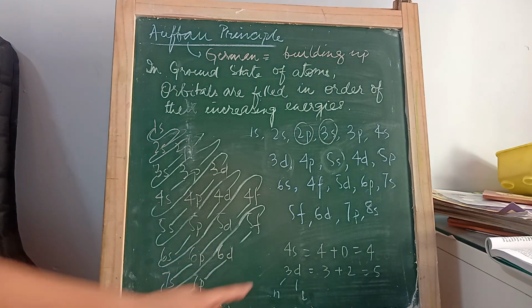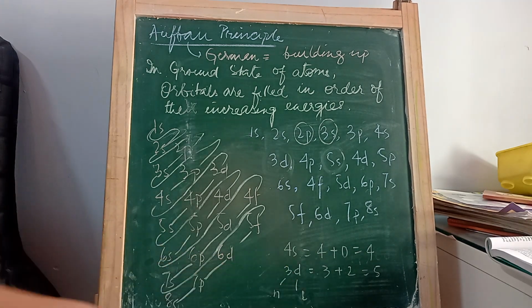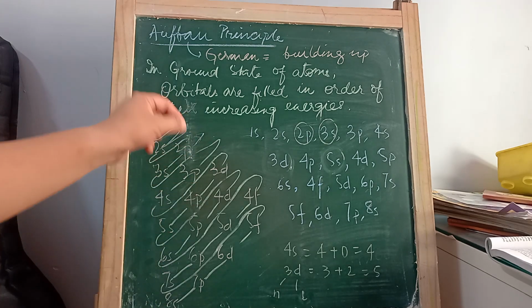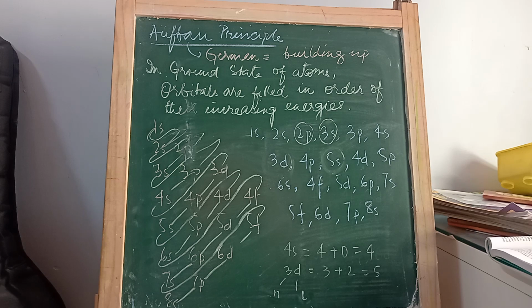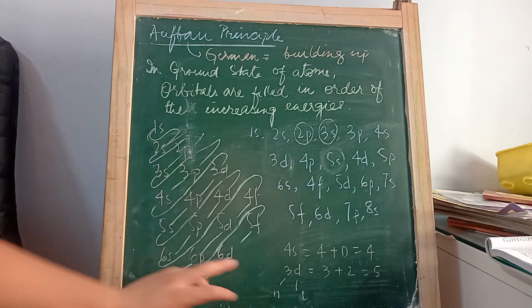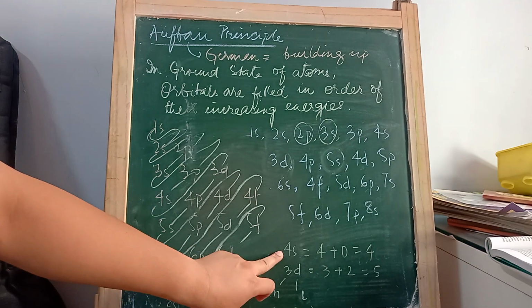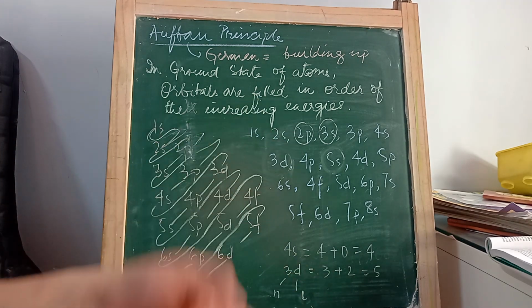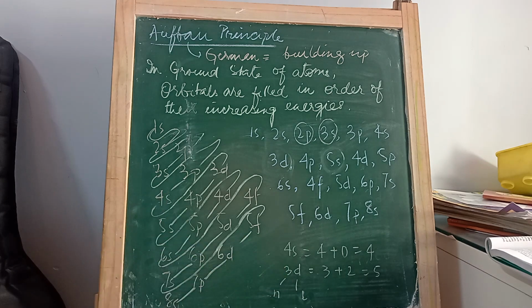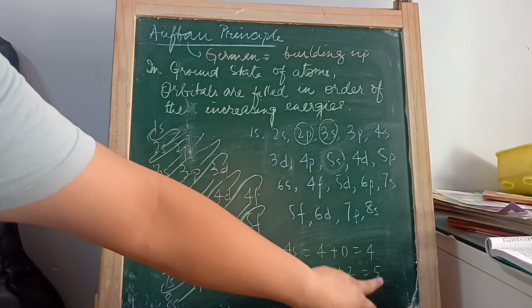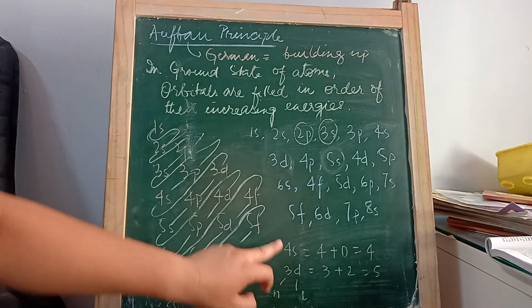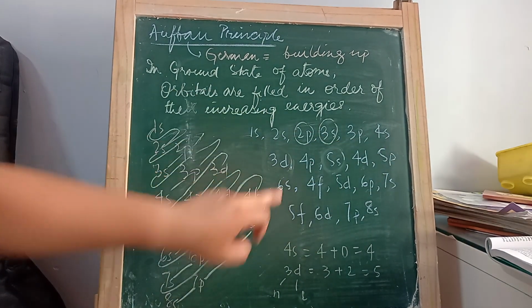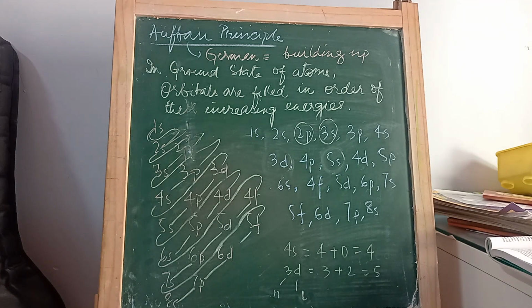So if you are comparing two orbitals, you need to find out which one has less energy. You can draw the diagram, but instead of using the diagram, if you just want to find out which one has less energy, you need to find the sum of the values of n and l. The one with the lesser sum will have less energy and will be filled first. So here it is 4 and here it is 5, the sum of n and l. So 4s will fill up before 3d.